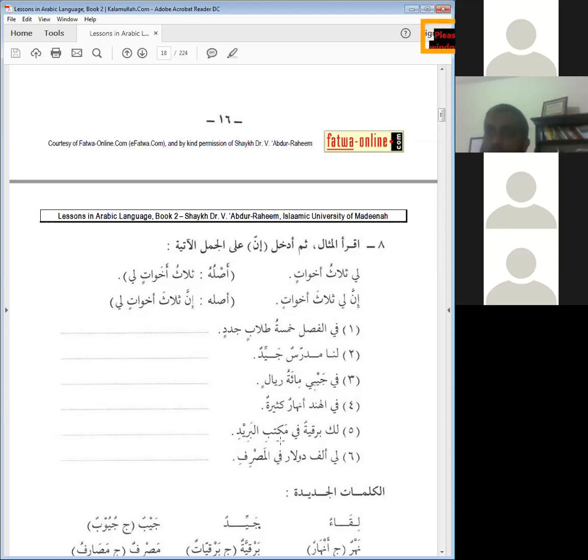Laka barqiyatun fi maktabil baridi. For you is a telegraph or telegram in the post office. This is post office, right? Office is maktab and barid is post office. So if you introduce inna into this, you get inna laka barqiyatan tanwin fatha fi maktabil baridin. Maktabil baridin.